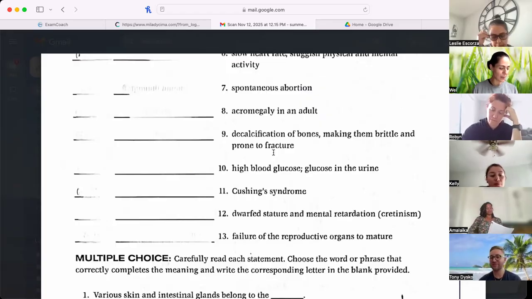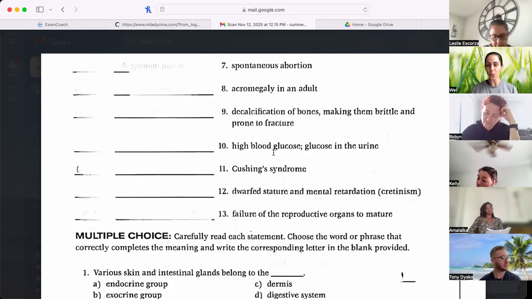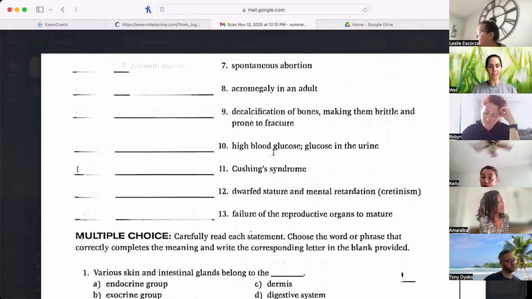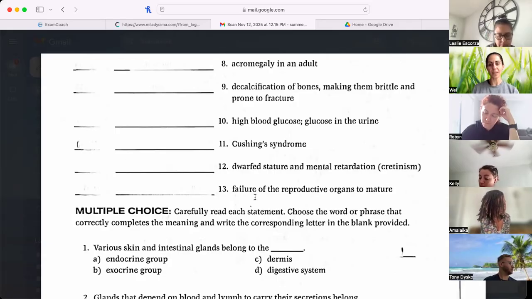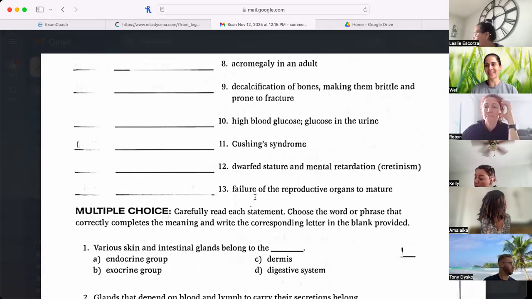Let's go to number 12, dwarfed stature and mental retardation. It's hypo. Yes, since it's smaller, everything. Correct, and it has to do with thyroxine. You got this one. Failure of reproductive organs to mature. Another hypo. Yes, the failure gives it away. Good job.